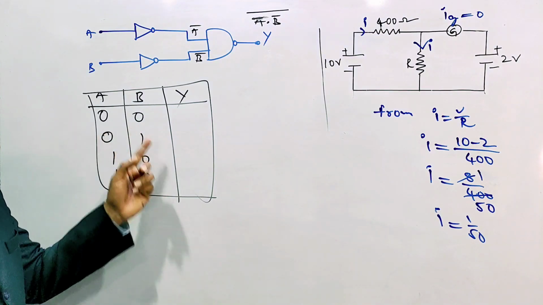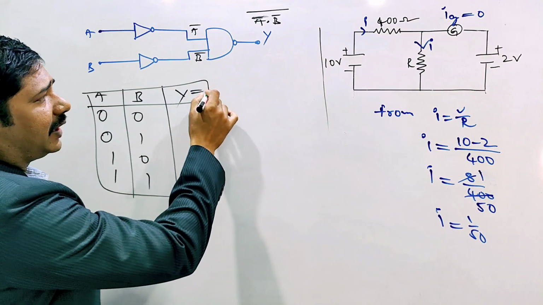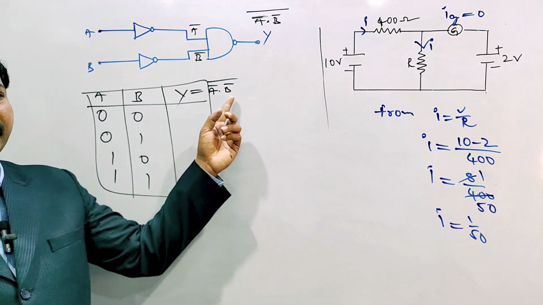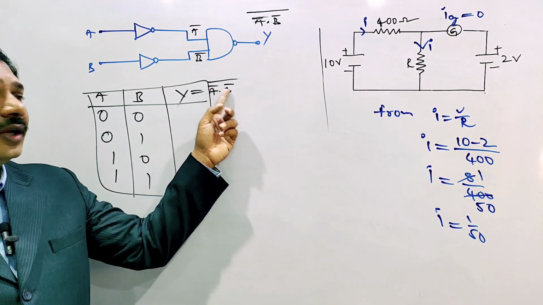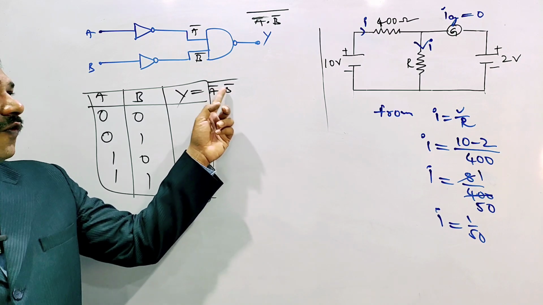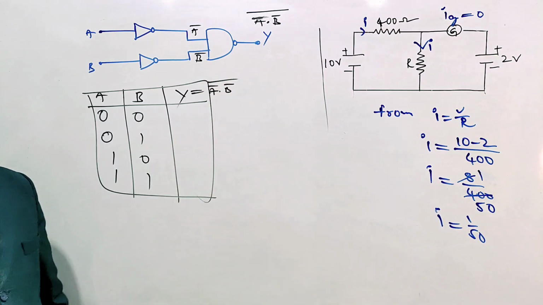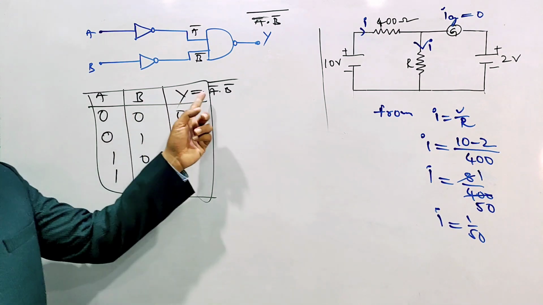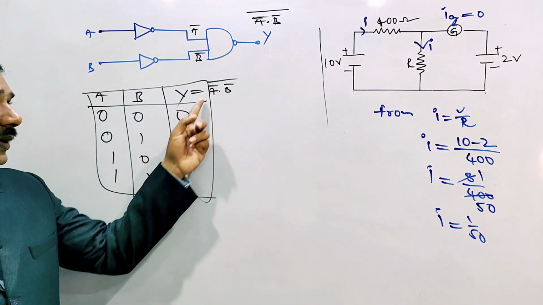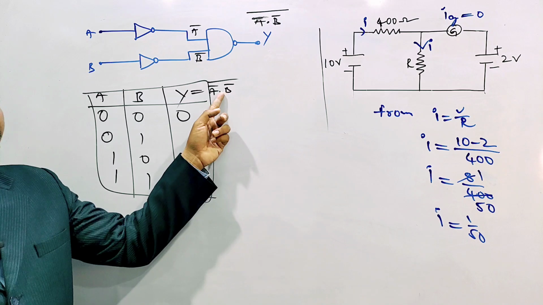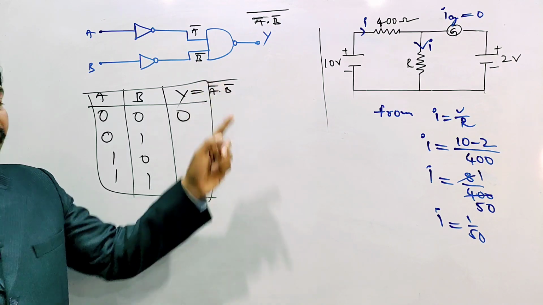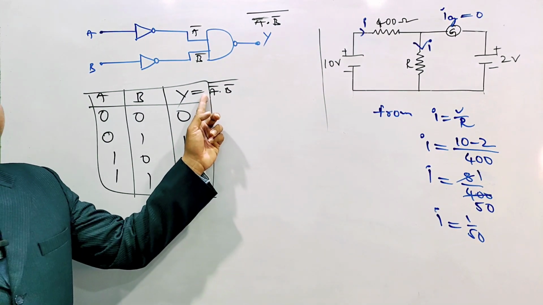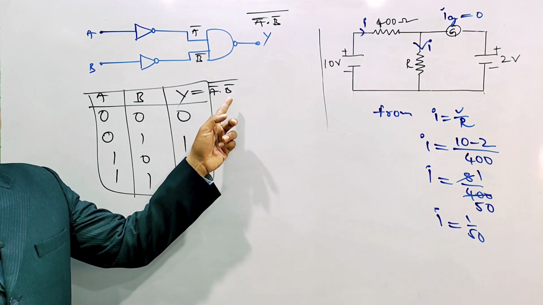Here first is 0 0. The output is A bar dot B bar whole bar. 0 bar means 1, B bar, 0 bar means 1. 1 dot 1 is 1, whole bar is 0. Next, 0 and 1: 0 bar means 1, 1 bar means 0. 1 dot 0 is 0, 0 bar is 1. Similarly we get 1. Last one, 1 1: 1 bar is 0 and another 1 bar is 0, 0 dot 0 is 0, but bar is there, so 1.